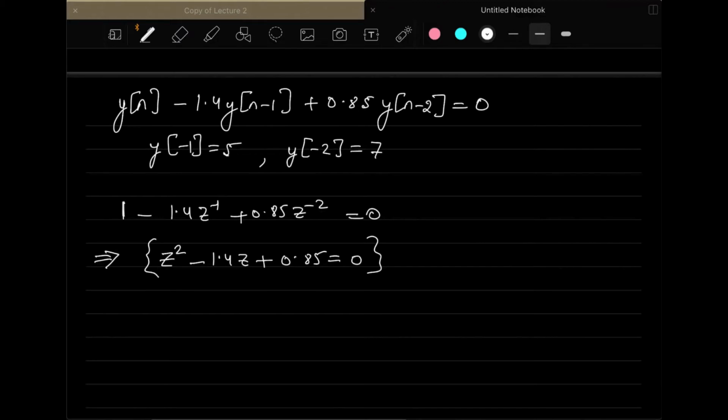Then you can solve this. What you will get is two roots that are complex, something like this here. So these are the two complex roots, and you can write them in polar form. If you write it in polar form, you will get something like this.